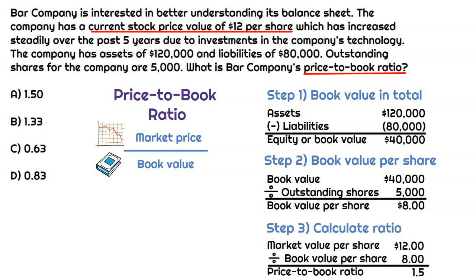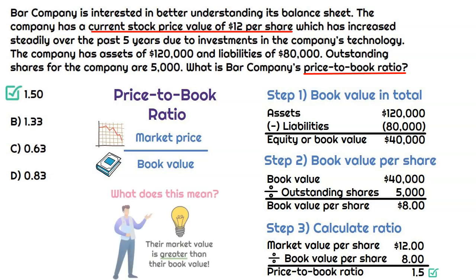So the market value per share is $12. Question already gave us that. And then that book value per share from step 2 is $8. Just divide those two, right? And we get a price to book ratio of 1.5. So 1.5 is going to be the correct answer here.